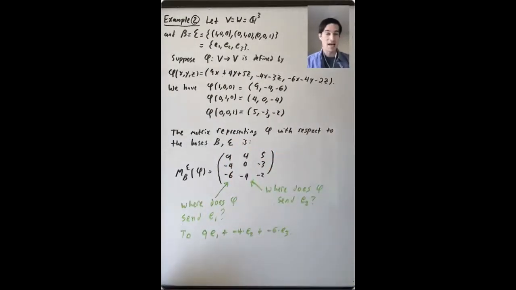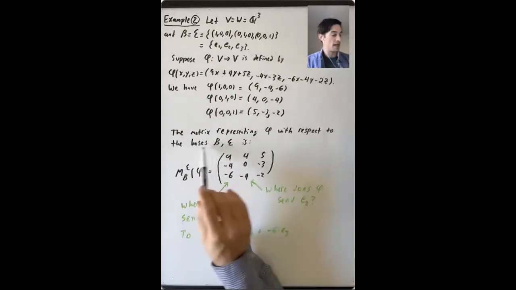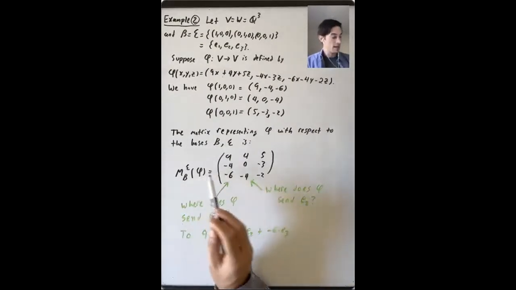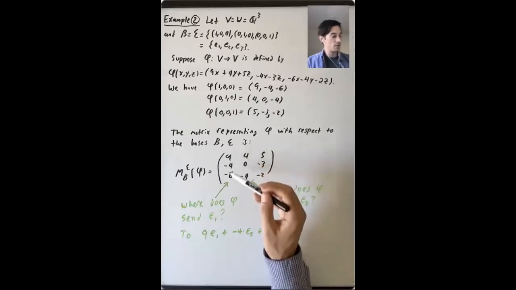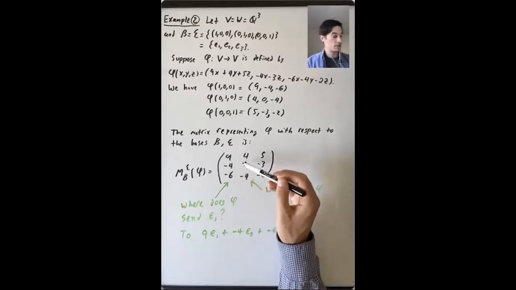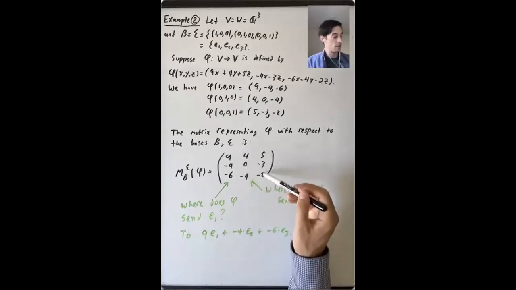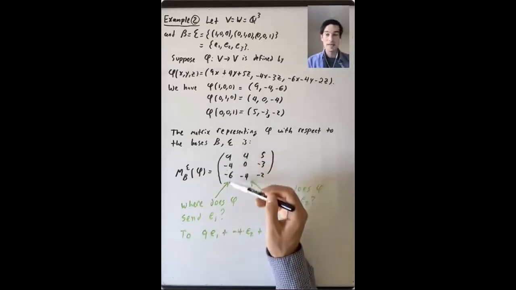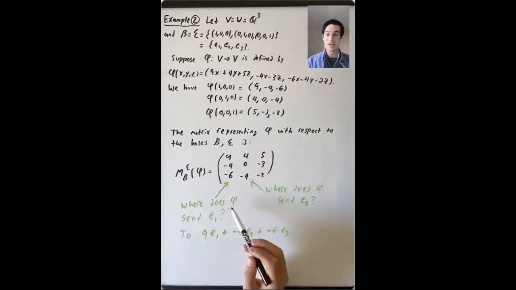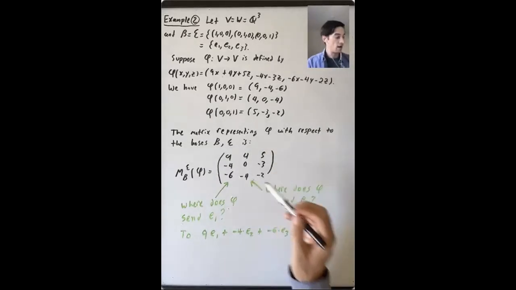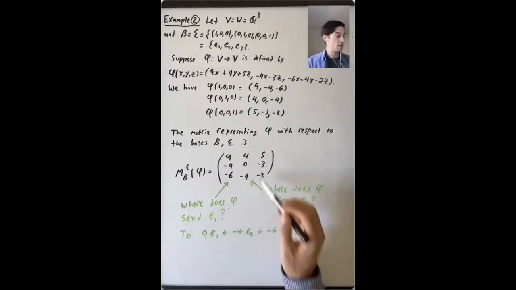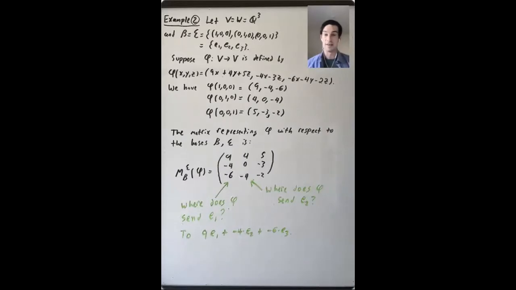And now we can just write down the matrix representing phi with respect to these bases B and E. It is M_BE of phi. The first column is (9, -4, -6). Second column, (4, 0, -4). Third column, (5, -3, -2). Because what is this first column? It's answering the question, where does phi send E1? It sends E1 to 9E1 plus -4E2 plus -6 times E3. Second column, same thing. Where does phi send E2? Third column, where does phi send E3?